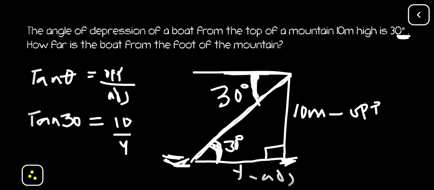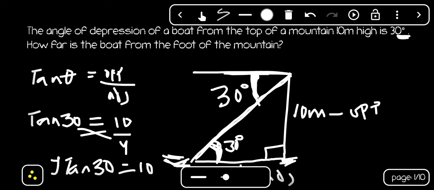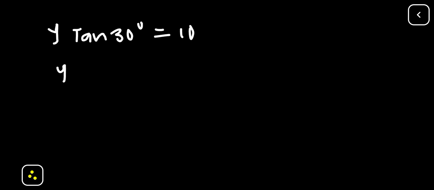If you cross multiply and divide both sides by tan theta, you get 10 over tan theta. So if you cross multiply, you have y tan 30 degrees equal to 10. And if you divide both sides by tan 30 degrees, you get 10 over tan 30 degrees. So we have y tan 30 degrees equal to 10. So now y is equal to 10 over tan 30 degrees.